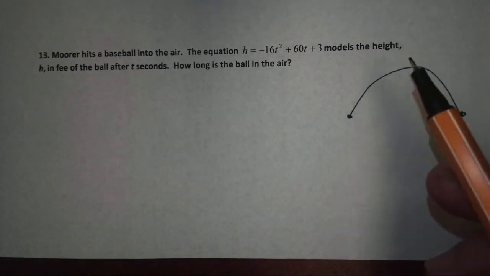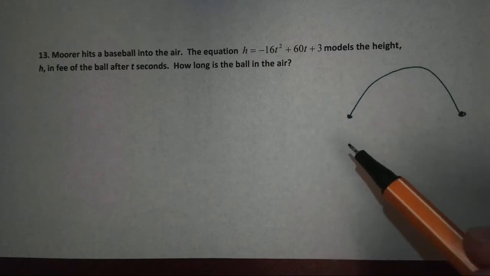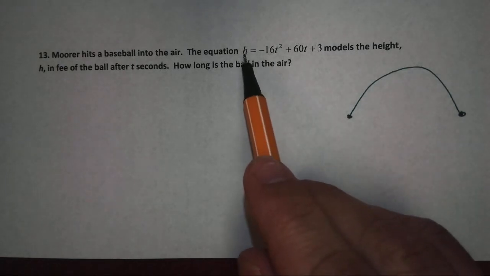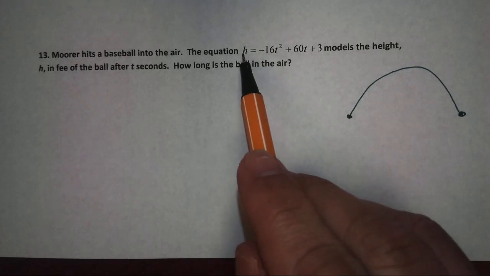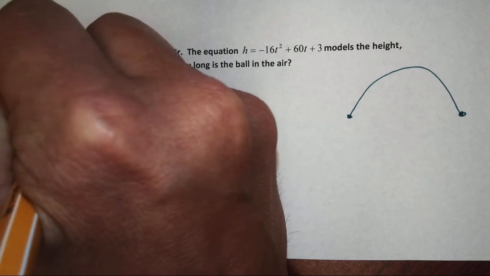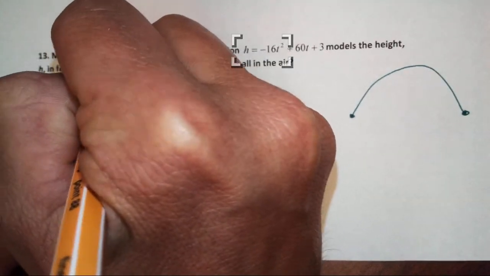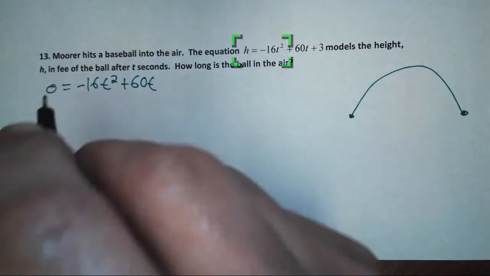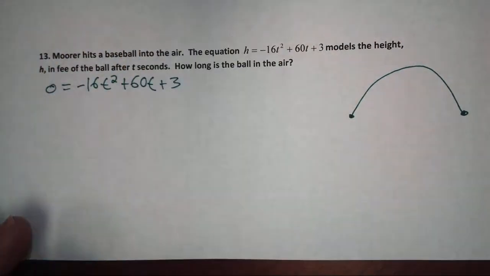Well, the ball is no longer in the air when the height is equal to 0, because it's on the ground. So all we got to do is take this height equation and make the height equal to 0, and we can solve for t. So 0 equals negative 16 t squared plus 60t plus 3.